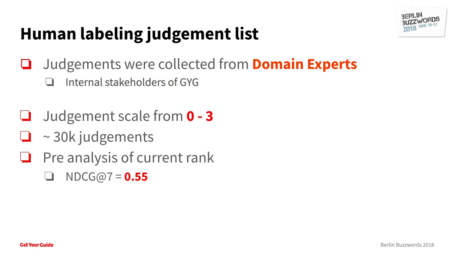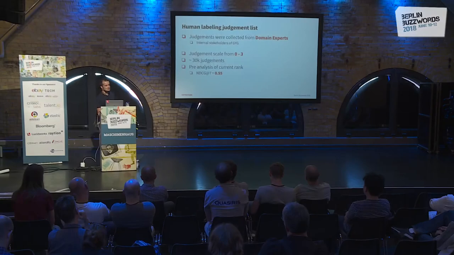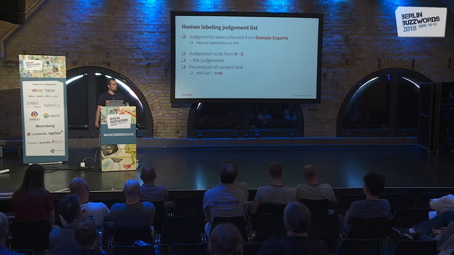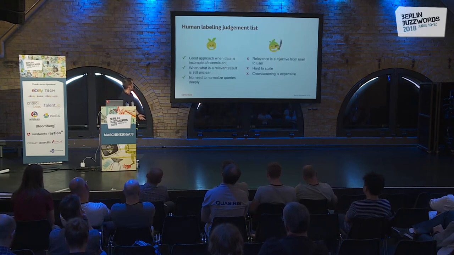And as we had these judgments, we thought, let's analyze how good our ranking is. So let's evaluate, based on these judgments, how good our current rank is. We labeled everything, then applied NDCG at 7, and we got 55%. So one more indication, a very bad score, that we need to move forward. This is one more motivation to apply LTR.